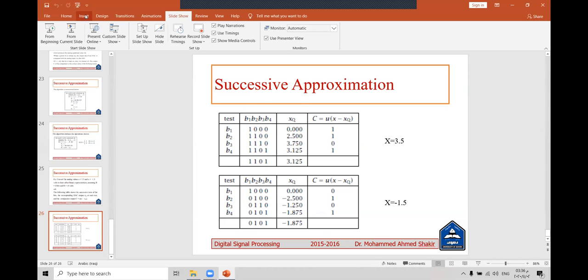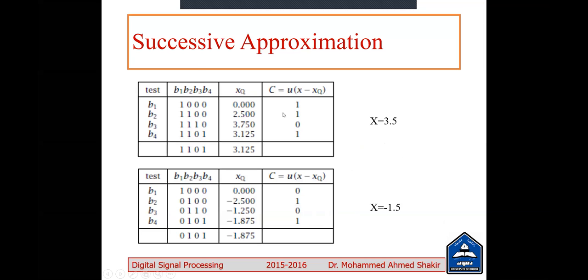This signal is 3.5. So what we are going to do is compare the signal with the reference voltage. Now, based on this idea, we are going to put the correct values. Set to 1, find XQ, and then find another bit, B2, B3, and B4. Every time, you are going to calculate XQ.